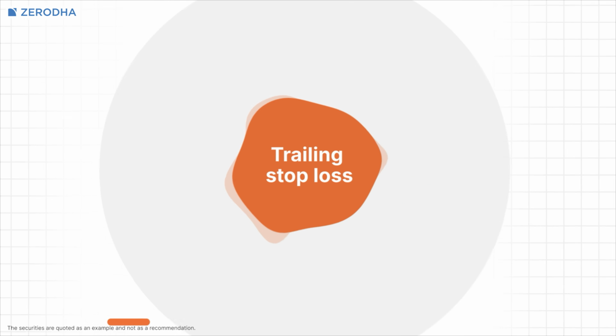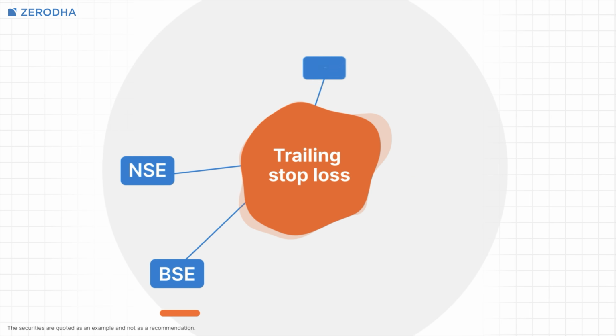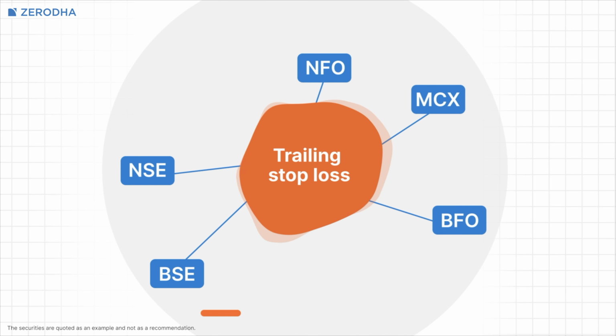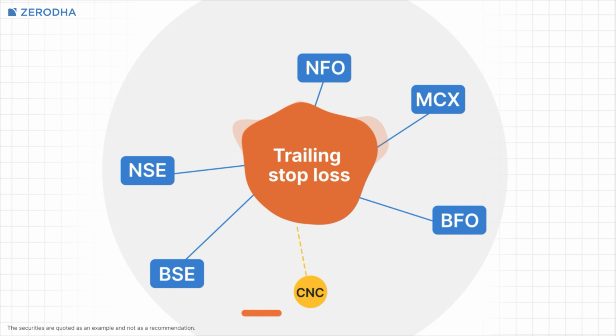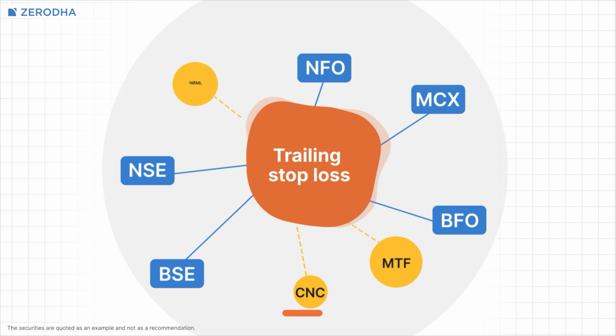Trailing stop loss is supported on NSE, BSE, NFO, BFO, and MCX. In terms of product types, it works with CNC, MTF, and NRML.